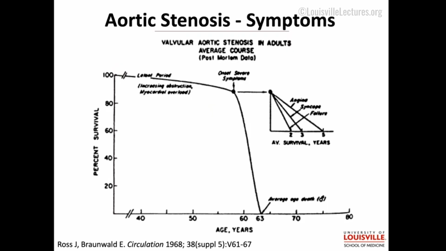I love to show this because this graph is from 1968 and nothing has changed. As soon as you have symptoms with your severe aortic stenosis, that's the day when your mortality starts to plummet. And it plummets with angina, syncope, and dyspnea or heart failure. So with angina, you have the best prognosis, syncope in the middle, heart failure symptoms, there's only a 50% 2-year survival.